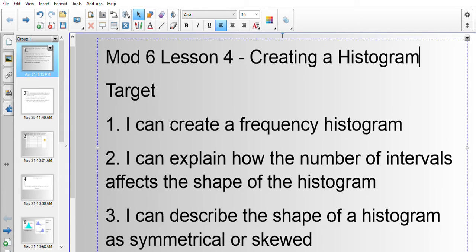And a histogram is another way, sort of like a dot plot, in which we can organize information that we collect in order to read it and analyze it more efficiently.